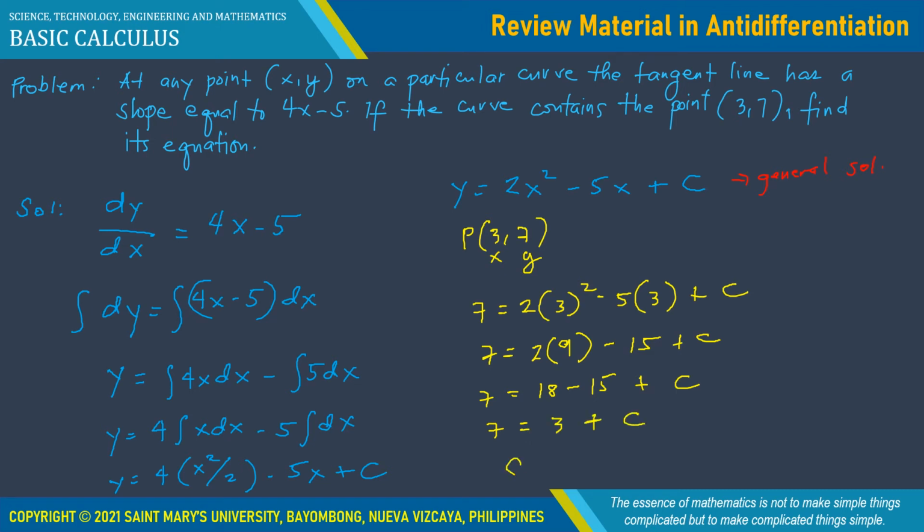Then, solve lang natin. Then, 7 minus 3. That will be equal to c equals 4. Yan, balik doon sa general solution, isa-substitute mo lang yung value ng c. So, magiging sagot din natin ay y equals 2x squared minus 5x plus 4, yung value ng c. Okay, so ito yung ating particular solution and that will be the answer. Yan yung equation ng curve. y equals 2x squared minus 5x plus 4.